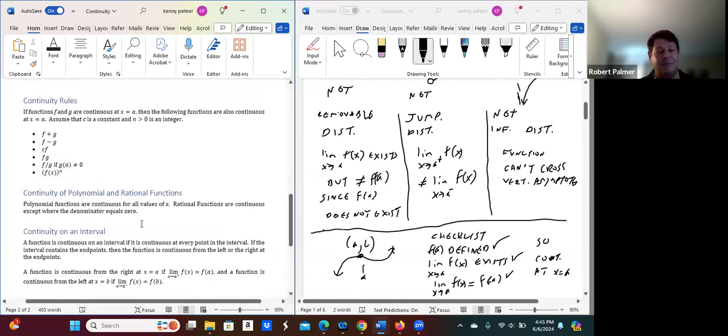Some other nice things. Polynomial functions are nice. And basic polynomial functions are continuous everywhere, for all values of x. And it's also true of rational functions, where a rational function is made up of a polynomial divided by another polynomial. Basically they're continuous except for the points where the denominator is equal to 0.